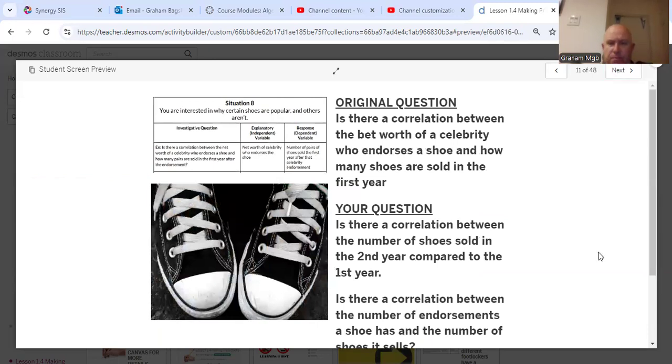And for shoes, is there a correlation between the number of shoes sold in the second year compared to the first year? Sure, that brand new shoe might be super popular, but by the second year, perhaps there's a newer shoe that's come out that people are interested in. So good question for that one.